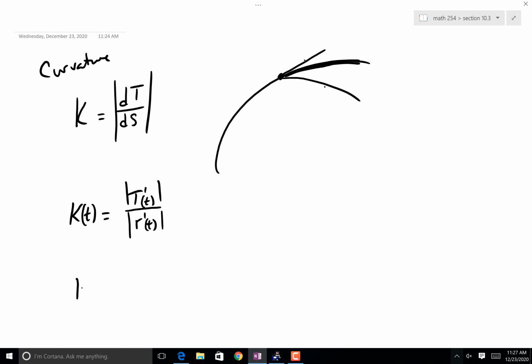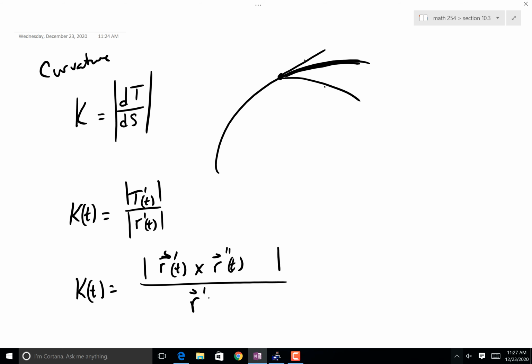So my preferred method is this guy. And you do you, but this is the one I prefer to do. And that is, I prefer to take r'(t) cross r''(t) divided by the cube of the magnitude of r'(t).